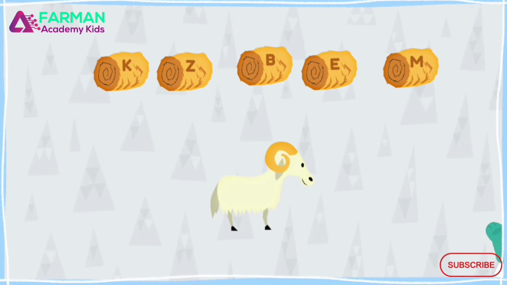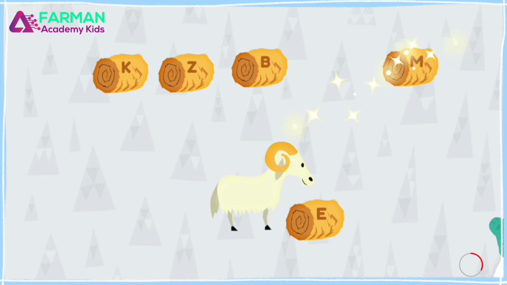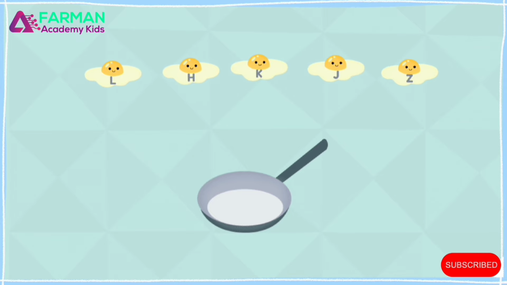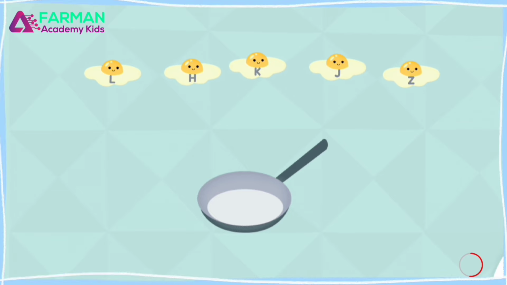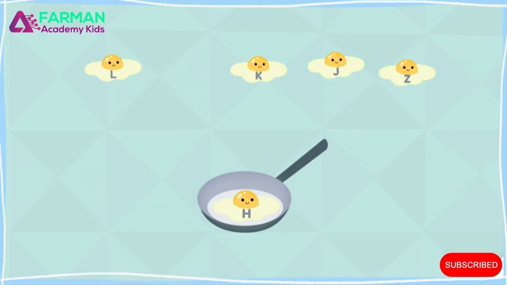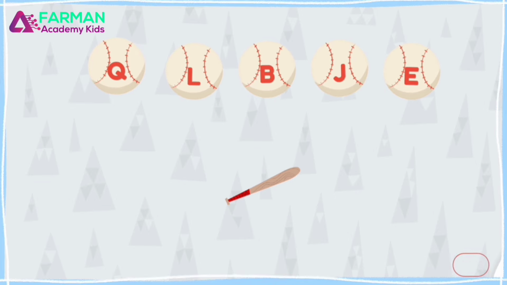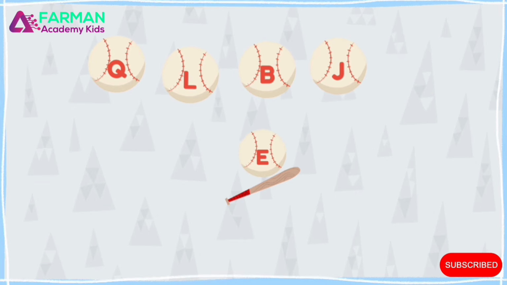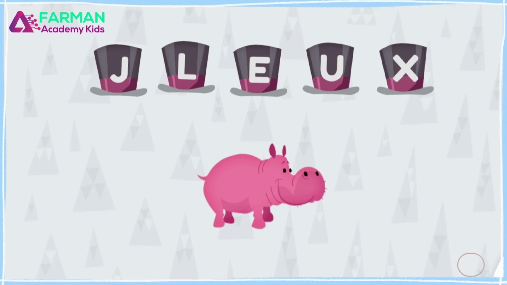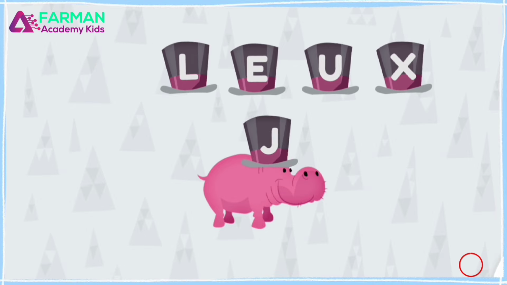Give the ram the hay with the letter E. Good job! Put the egg with the letter H. Good thinking! Put the ball with the letter E. Good work! Put the hat with the letter J on the hippo. Great!